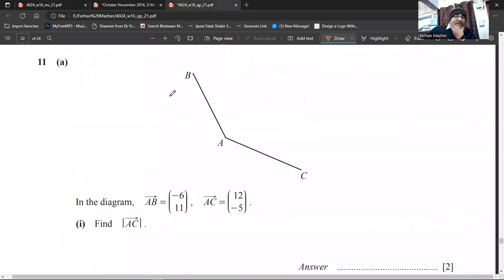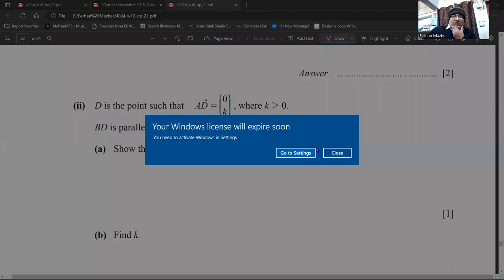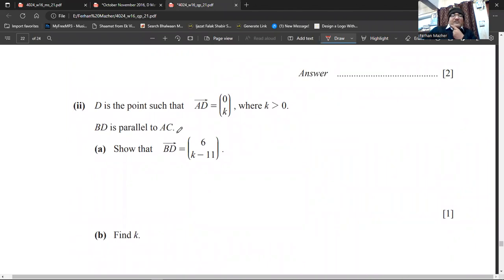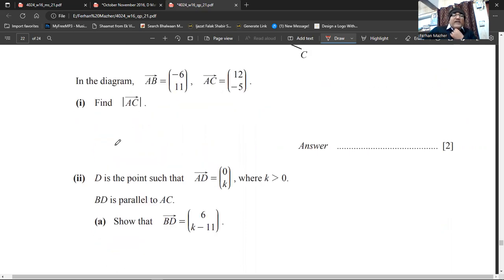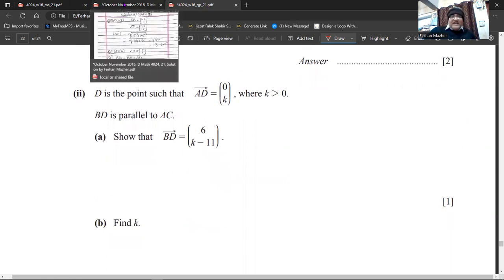Then question number 11 is A. Second part, he says D is the point such that AD is (0, K), where K is greater than 0. BD is parallel to AC. Show that BD is this. So from B go to A, and from A go to D. That is how you find the BD.